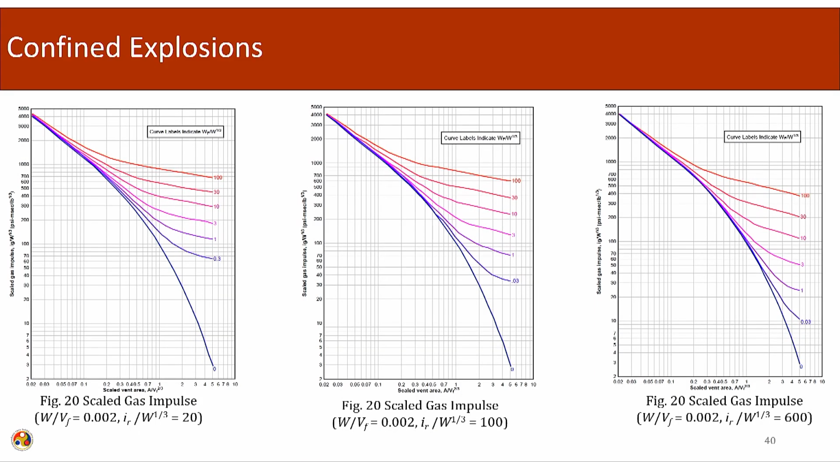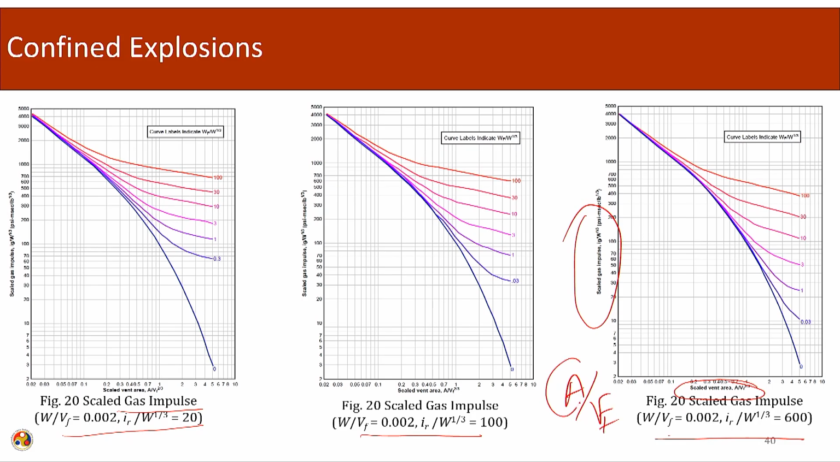Again, these are the curves for the different scaled gas impulse, where volume fraction and impulse are considered. For the different cases, depending upon the scaled vent area, the gas impulse is being shown. So this is A by Vf, the total vent area divided by the total volume. So here you can see.